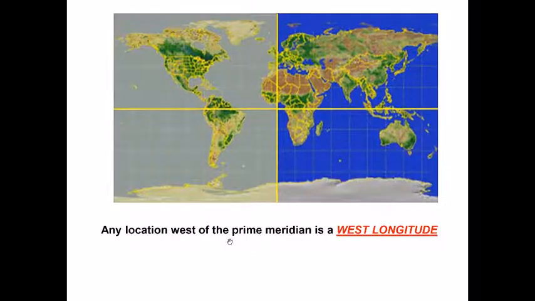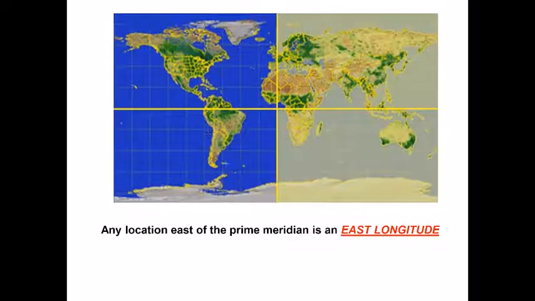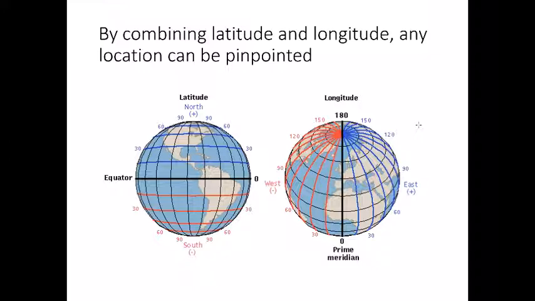Similarly, any location west of the prime meridian is west longitude in this place. And then we have any location to the east of the prime meridian is east longitude. So by combining latitude and longitude, any location on the surface of the earth can be pinpointed. And you can see this as well on Google Maps.